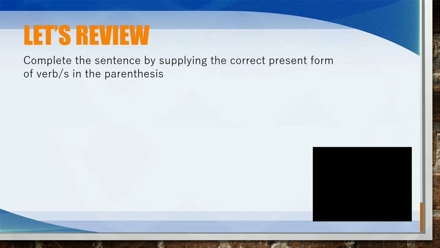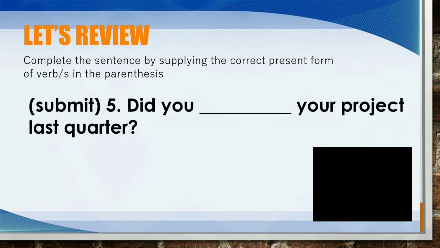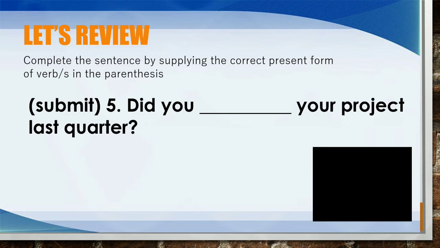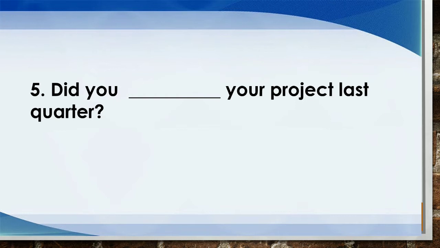Let us go to the last number, number 5. The verb will be submit. So, the sentence is, did you blank your project last quarter? Okay, so submit becomes what? 5, 4, 3, 2, 1. Number 5 answer, did you submit your project last quarter?